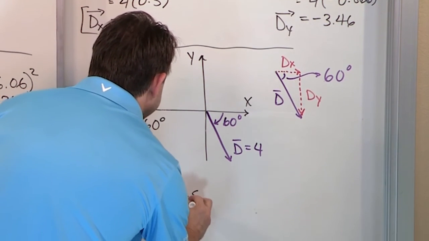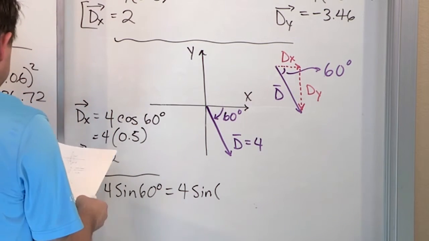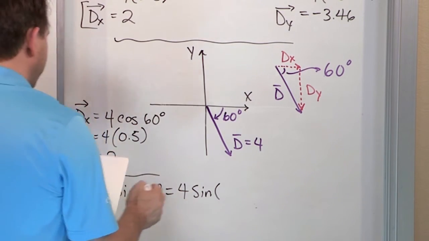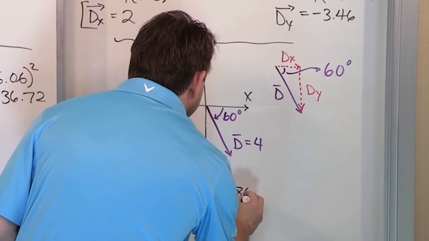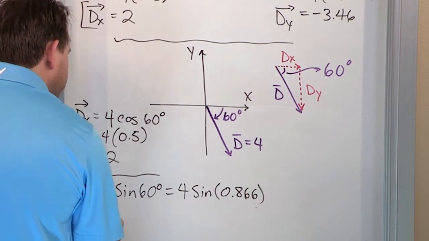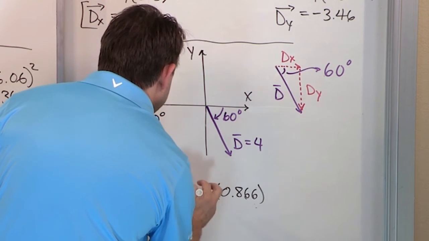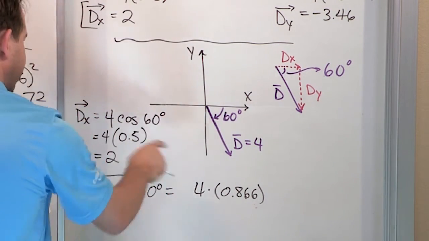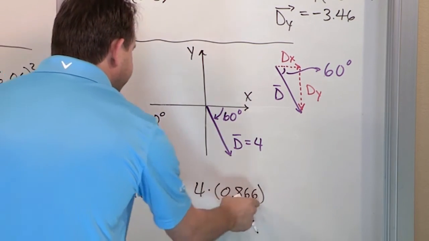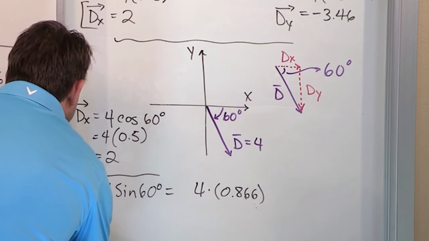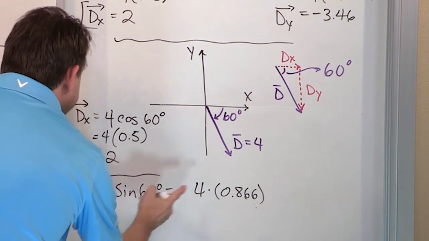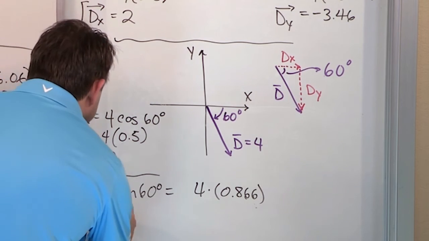Which is 4 times the sine of, now when you take 60 and you put it in your calculator, what are you going to get? You're going to get 0.866. All right, so you multiply this, whoops, that's not what I meant to write. You're going to have 4 times 0.866, because 4 times the sine of this is equal to this. So dy that you're going to calculate from this guy is going to actually be a positive number. What are you going to get? You're going to get 3.46.